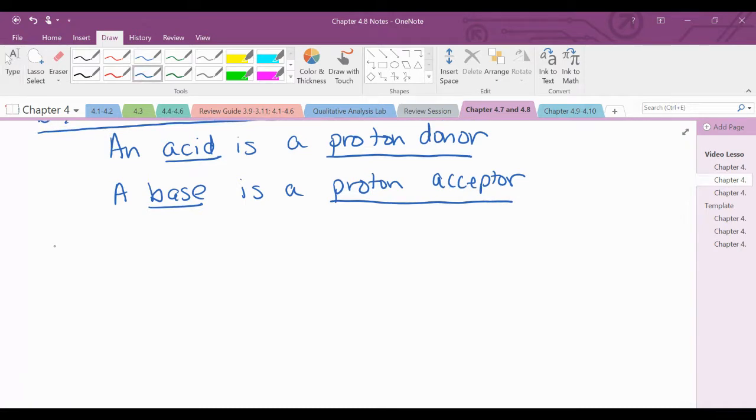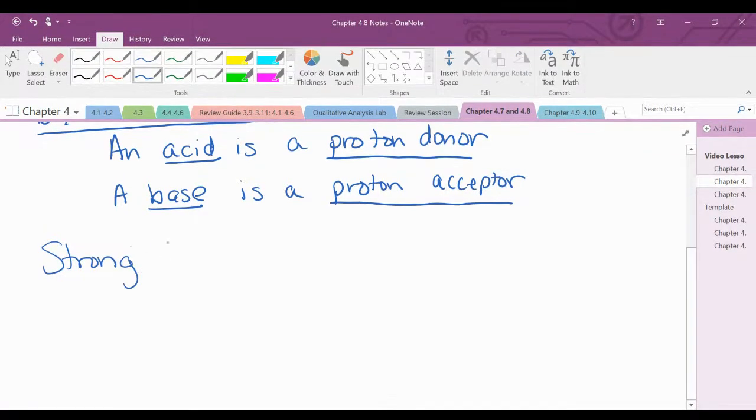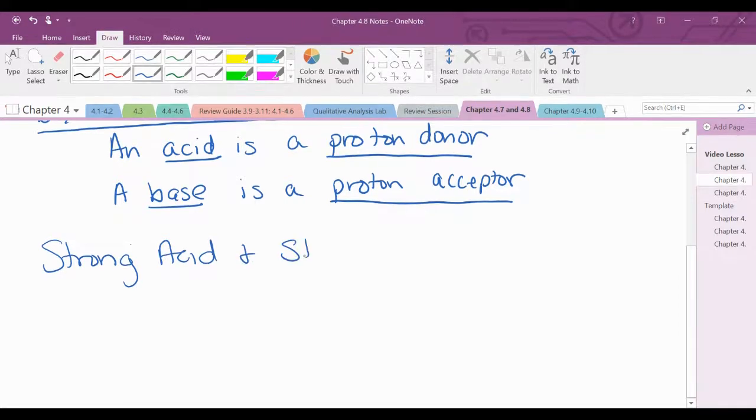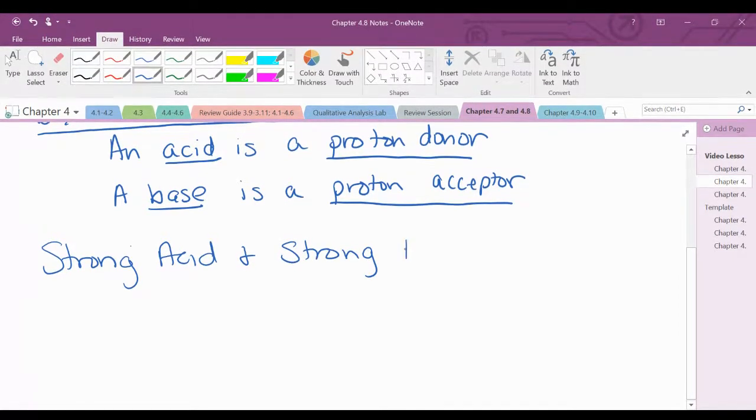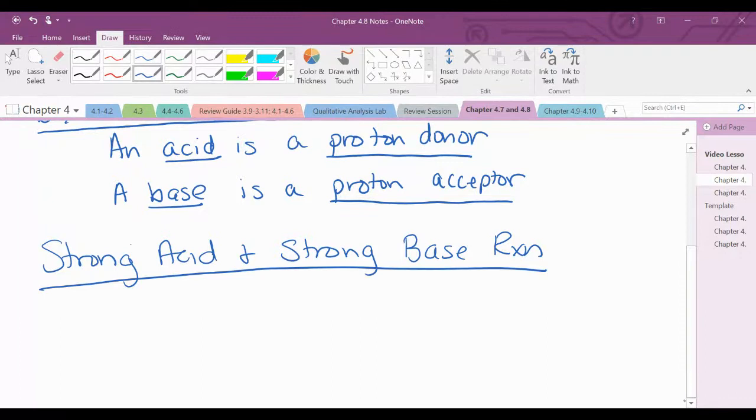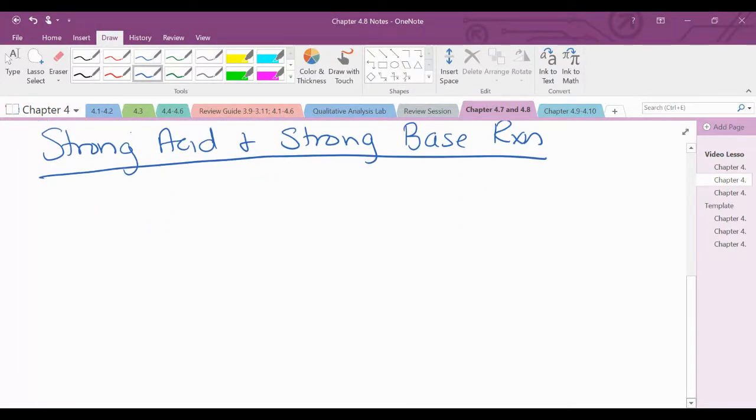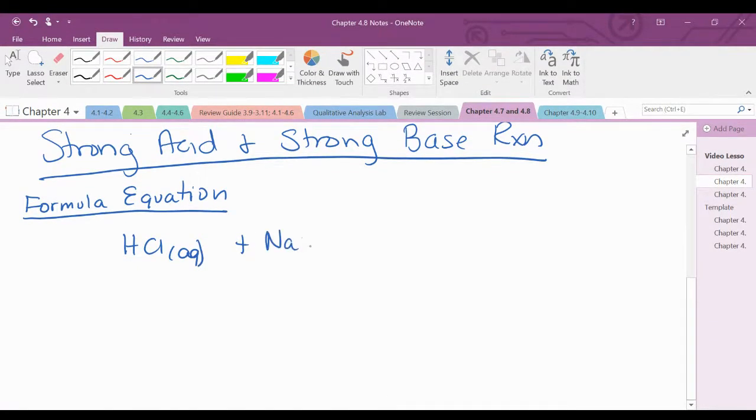So let's look at a strong acid and strong base neutralization reaction. I'm going to write the formula equation first. In this example, I have hydrochloric acid, a strong acid, reacting with sodium hydroxide.